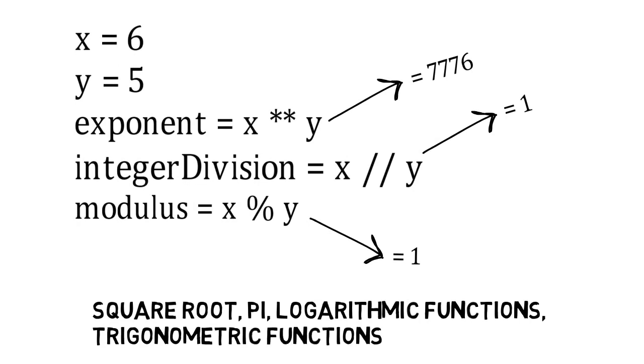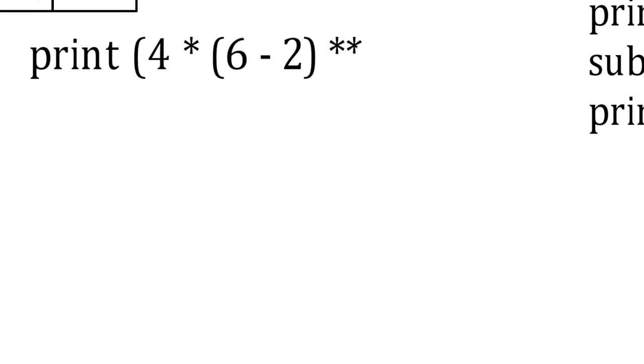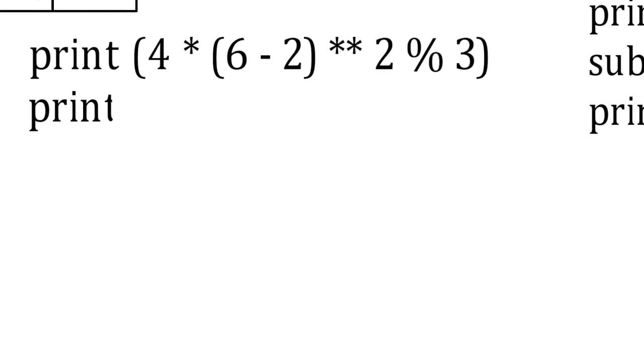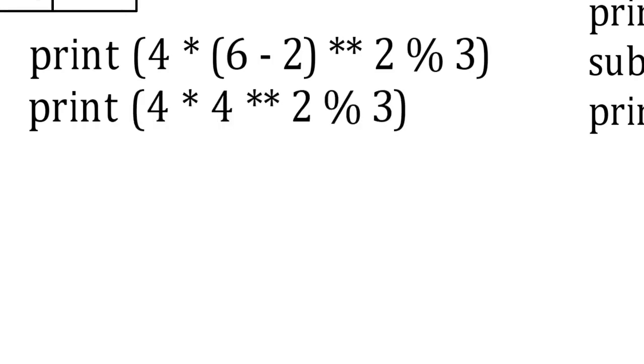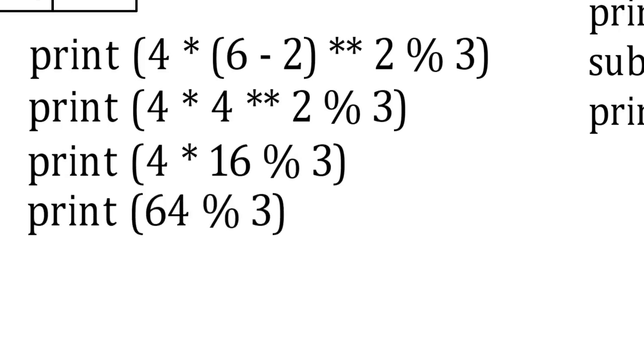Let's see how a program would solve a question, though, that combines several of these elements. This code would begin by solving the brackets 6 minus 2, which would give us 4. Next, we do the exponents of 4 to the power of 2, which would give us 16. Next, we multiply 4 and 16 together to give us 64. Finally, they do the modulus of 64 and 3, which would give us a final printout value of 1.